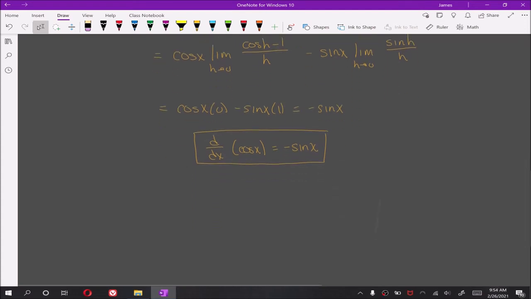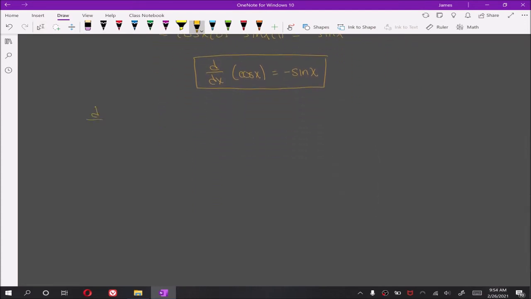Next, we consider the derivative of the tangent function. We will not use the limit definition here. Instead, what we can do is rewrite tangent as sine of x over cosine of x. Now we can just use the quotient rule since we know the derivatives of sine and cosine. Right? Quotient rule: denominator times the derivative of the numerator, minus the numerator times the derivative of the denominator, all over the denominator squared.